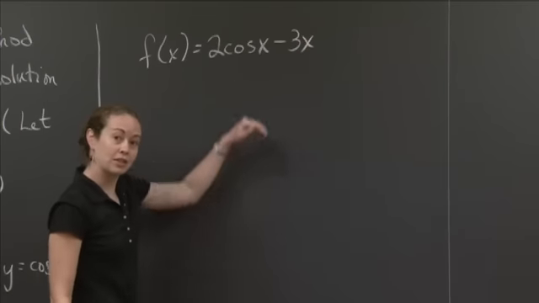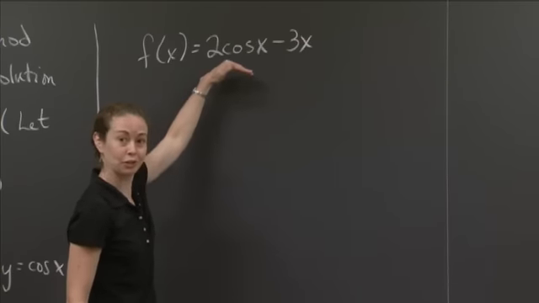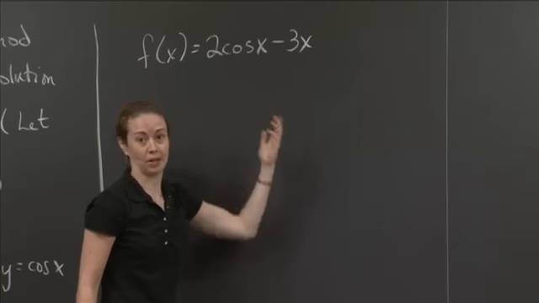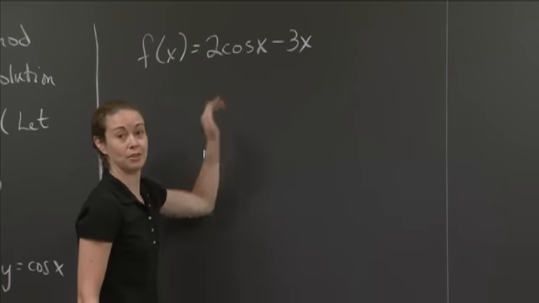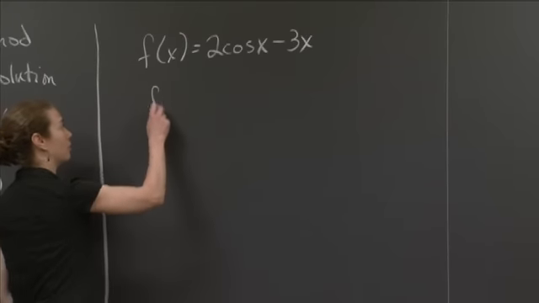So if we find the zeros of this function, which we know there's only one of them, if we find the 0 of this function, then we actually have solved 2 cosine x equals 3x. So hopefully that makes sense to you that we're actually going to apply Newton's method to this function. And so when we apply Newton's method, we need the function. We also need the derivative.